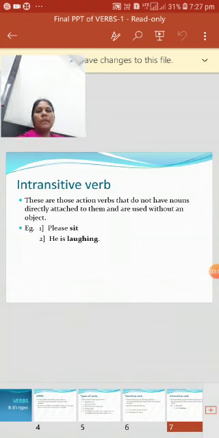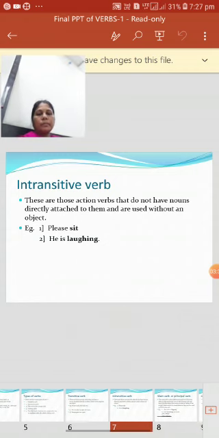Intransitive verb. These are those action verbs that do not have nouns directly attached to them and are used without an object. See, the nouns are not attached to the verbs, and second thing, the object is not required. For example, please sit. Now sit is the action, so it is a verb. He is laughing. Laughing is the action verb here.